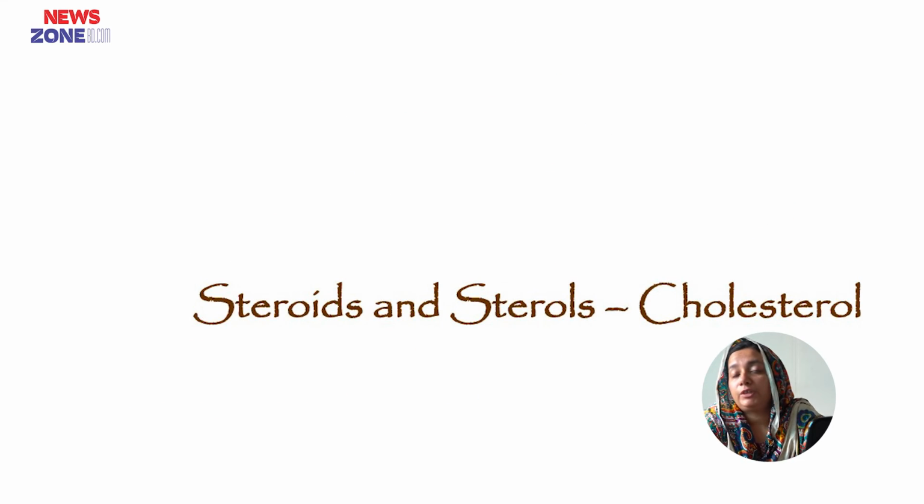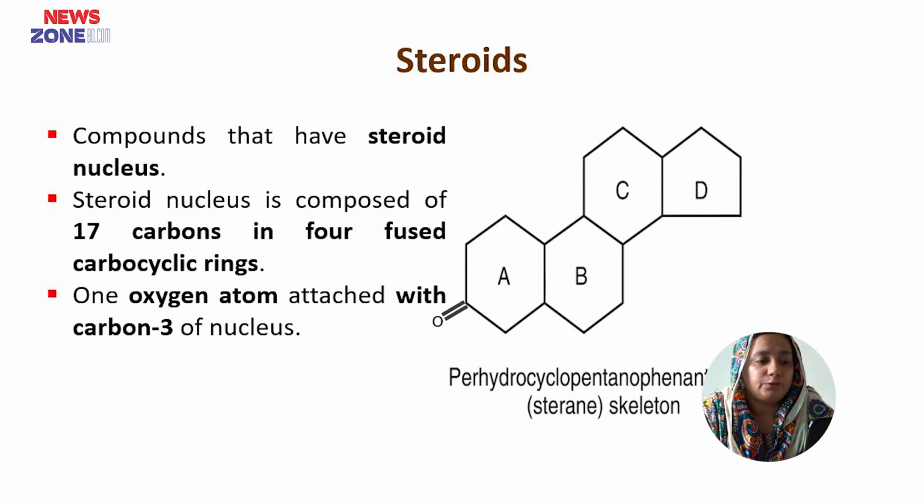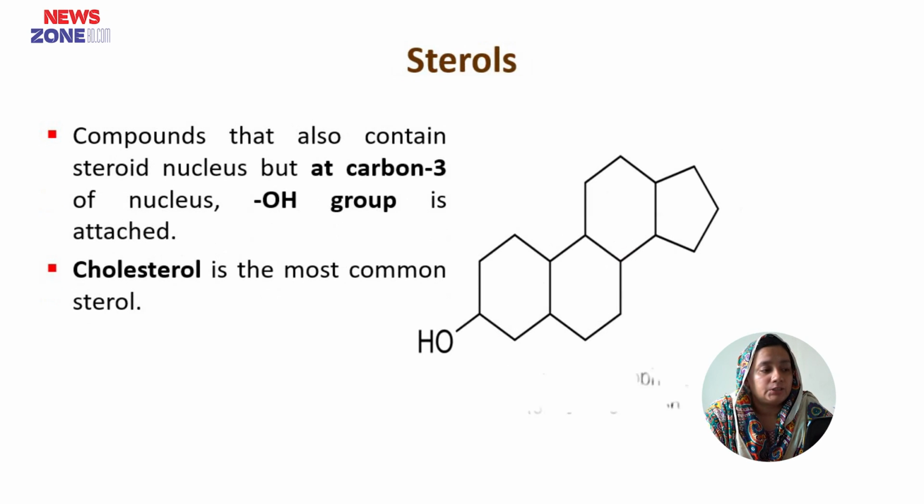Another derived lipid, and a very important lipid, is the steroids. Steroids are compounds that have a steroid nucleus, and the steroid nucleus is composed of 17 carbons in 4 fused carbocyclic rings, with one oxygen atom attached to carbon 3. The steroid nucleus is known as the cyclopentanoperhydrophenanthrene nucleus. Here I have already shown the steroid nucleus. And sterols are compounds that also contain the steroid nucleus, but at carbon 3 of the nucleus a hydroxyl group is attached. So cholesterol is the most common sterol.